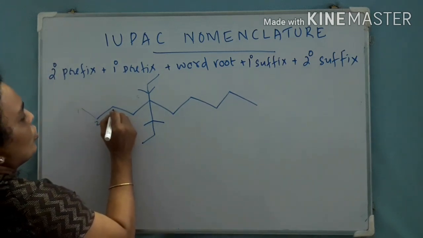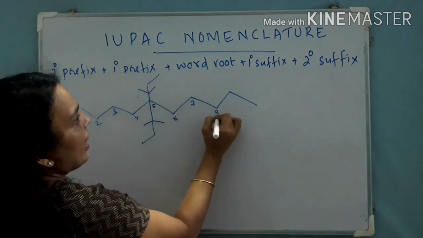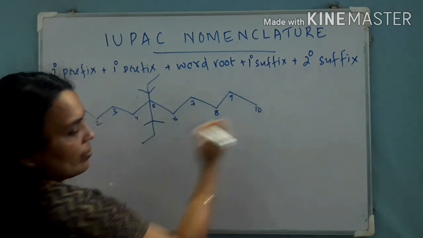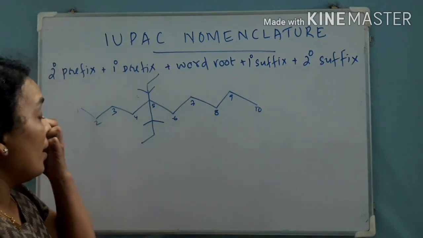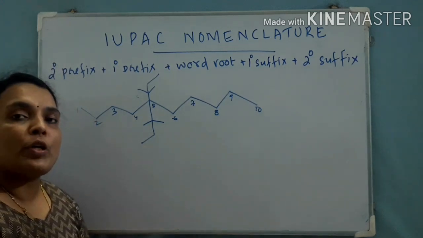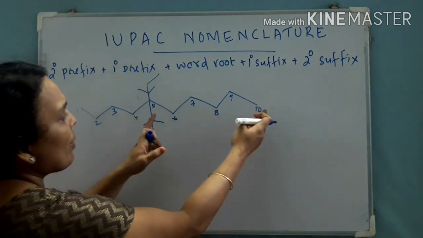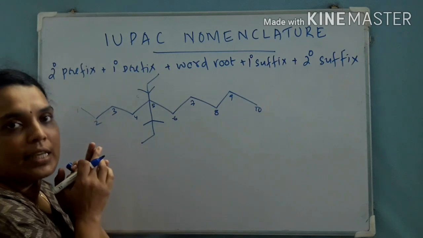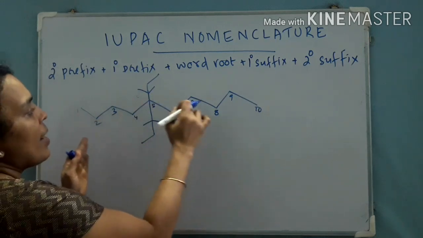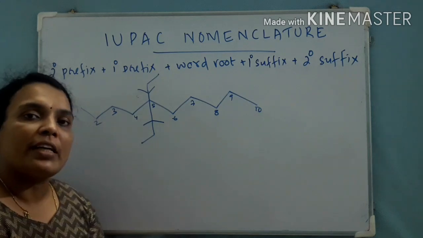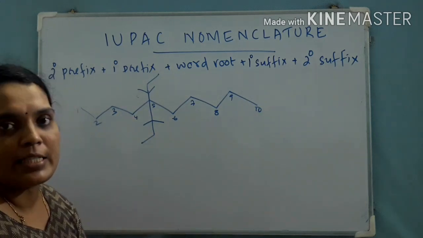So 1, 2, 3, 4, 5, 6, 7, 8, 9, 10. So it is a 10 carbon system. That is the parent chain. Now look here. The substituent is present on the 5th carbon. Suppose we are numbering from here, it is 6. So in this numbering, the substituent is present on the 5th carbon.